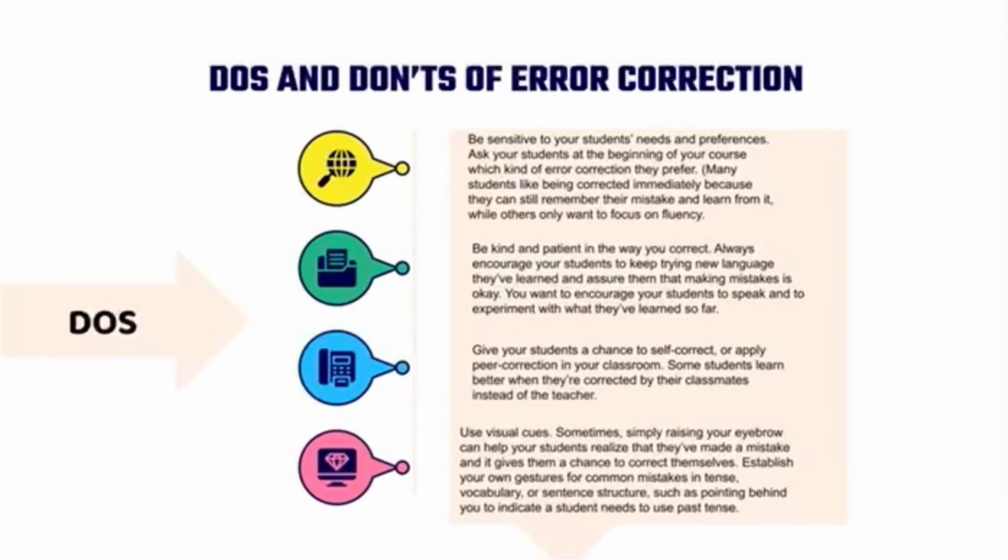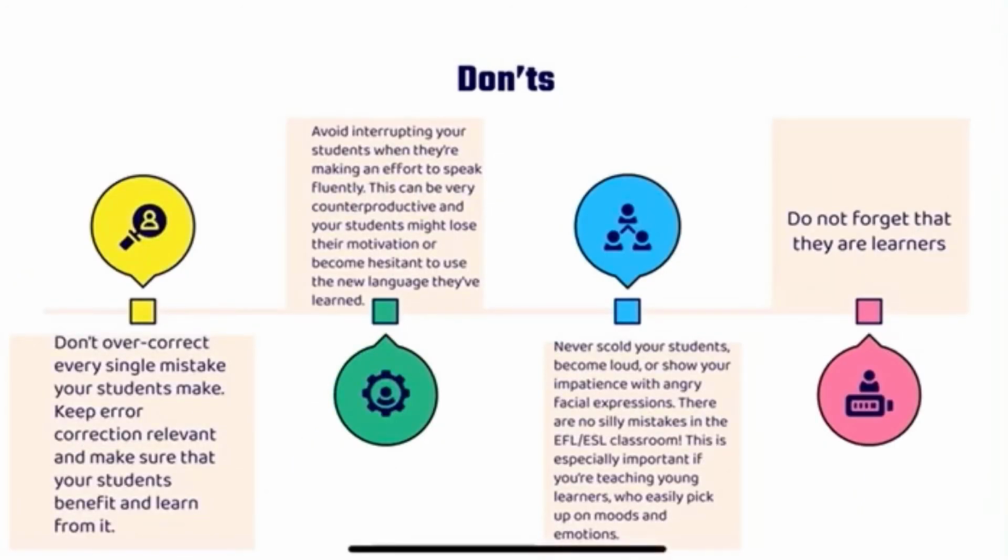Fourth one, use visual cues. Sometimes simply raising your eyebrows can help students realize that they made a mistake, and it gives them a chance to correct themselves. Establish your own gestures for common mistakes in tense, vocabulary, sentence structure, such as pointing behind you to indicate a student needs to use past tense. And don't overcorrect every single mistake your students make. Keep error correction relevant and make sure that your students benefit and learn from it.